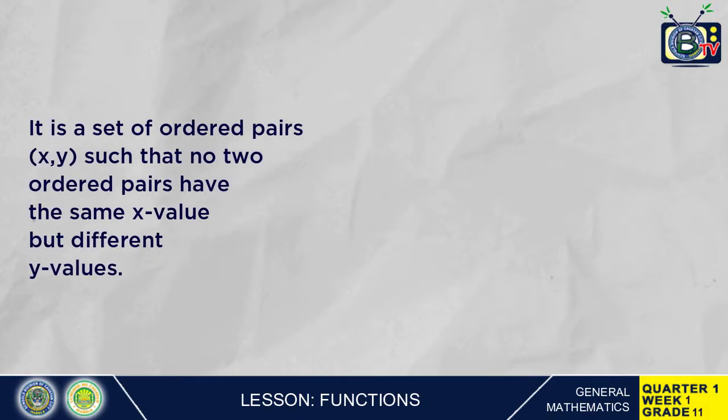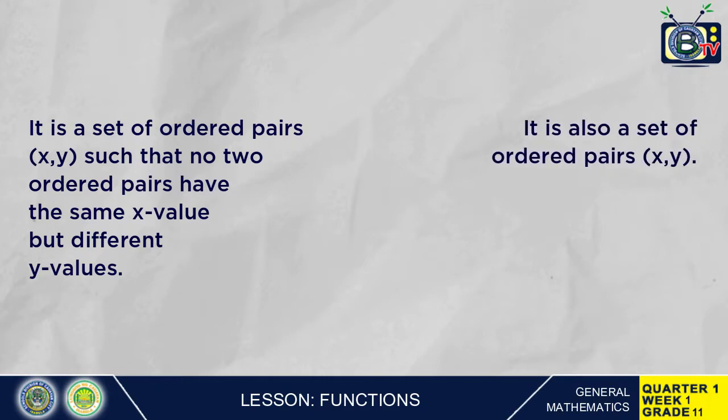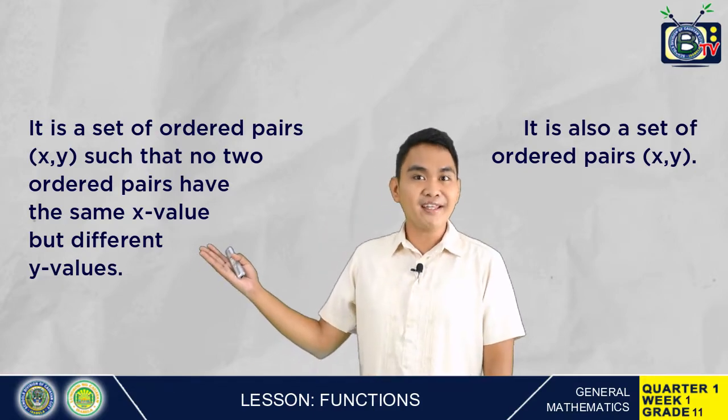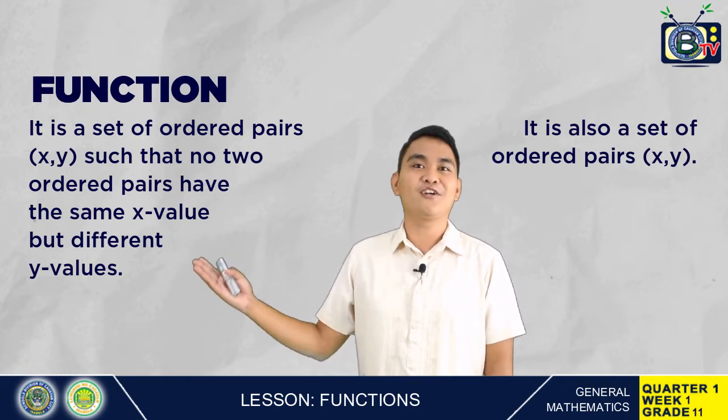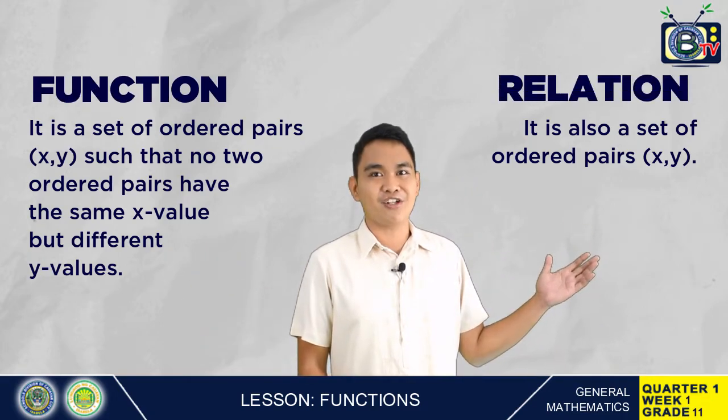Finally, as you can see on your screen, it is a set of ordered pairs x, y such that no two ordered pairs have the same x value but different y values. While on the right, it is also a set of ordered pairs x, y. On my left is the definition of function, while on my right is the definition of relation.